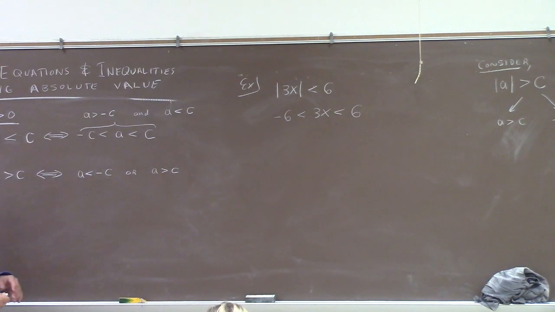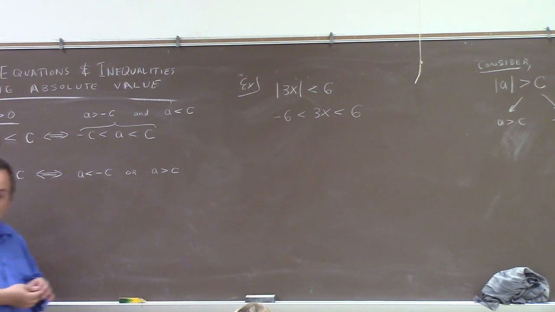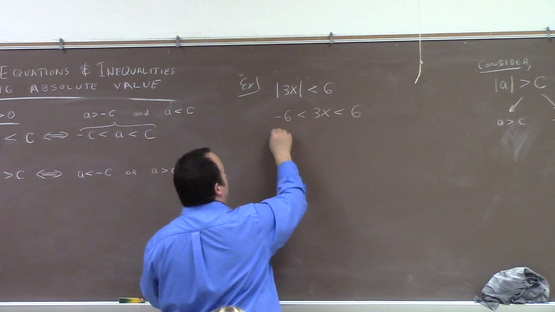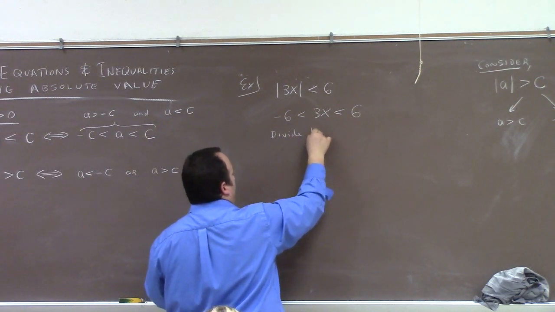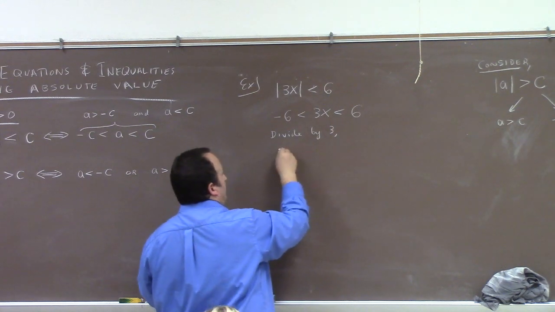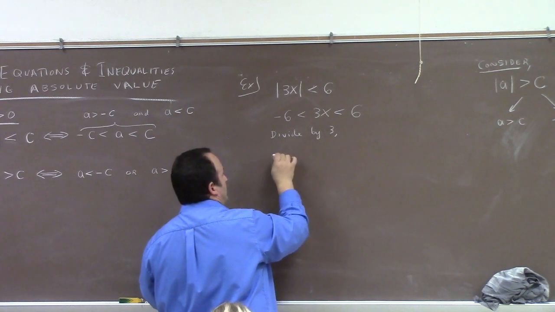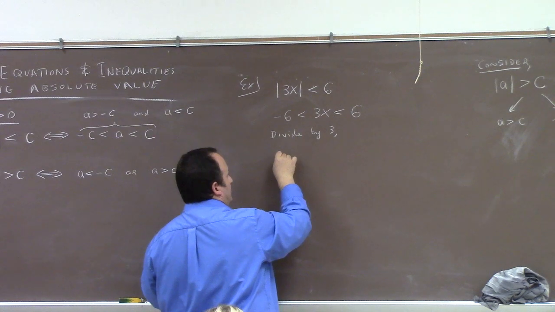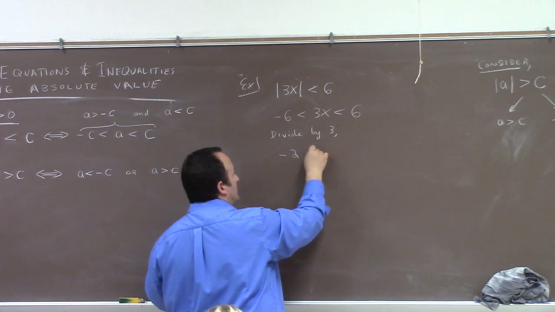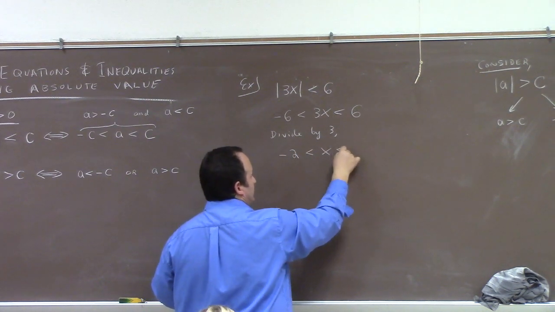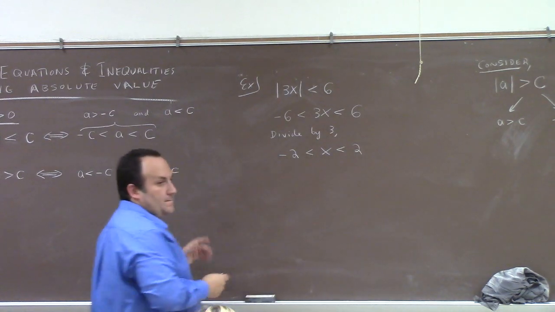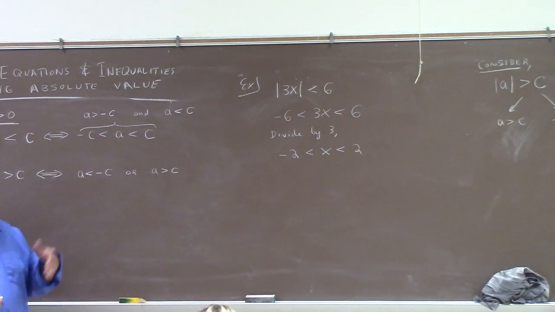And then how do I simplify that? How do I make it just have x? Divide by 3, right. So minus 6 over 3, which is minus 2, so we've got minus 2 less than x less than 2. There you go, that's the solution.